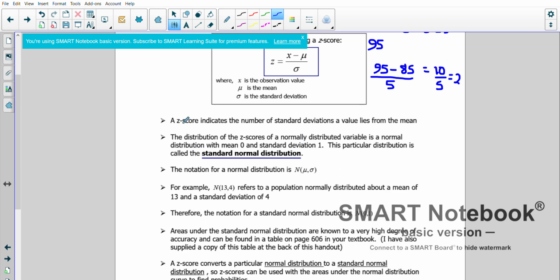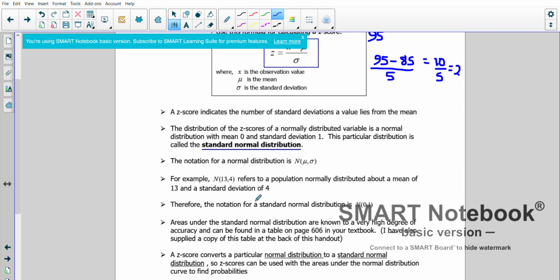So as I mentioned, the z-score indicates the number of standard deviations away. The distribution of the z-scores of a normally distributed variable is a normal distribution that has a mean 0 and standard deviation 1. So this is called the standard normal distribution. And the probabilities for all of these are widely known and will be seen on this table that I keep referring to in a minute.